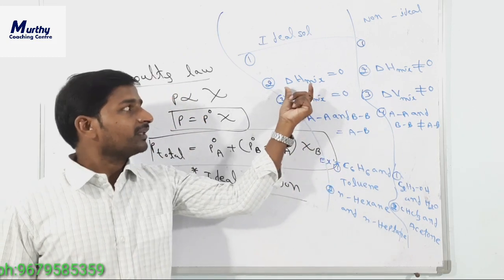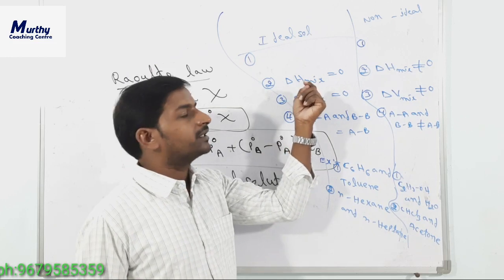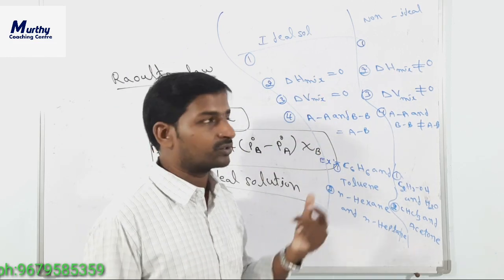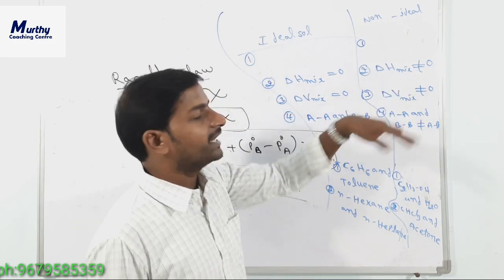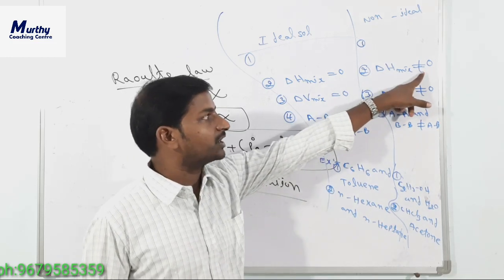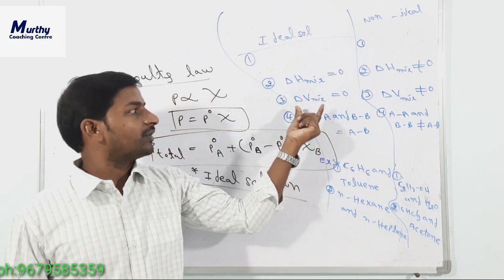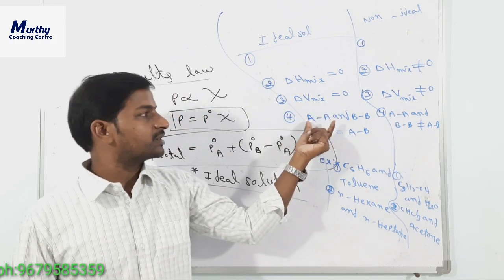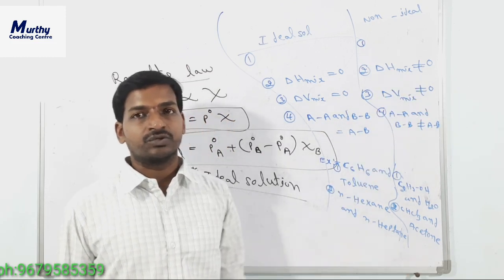Next, the mixture of solution. During the formation of solution, the change in heat energy remains constant, meaning it is neither endothermic nor exothermic. Delta H mixture is equal to 0, that is the ideal solution. If it may be endothermic or exothermic, a change in heat energy takes place, delta H mixture not equal to 0, that is a non-ideal solution. Next, if the change in volume delta V mixture is equal to 0, that is an ideal solution. Delta V mixture not equal to 0, then non-ideal solution.